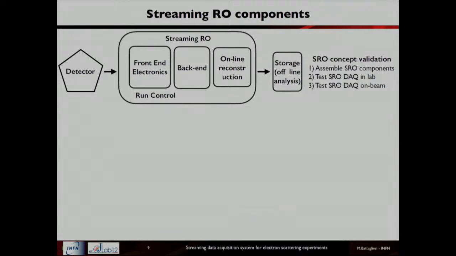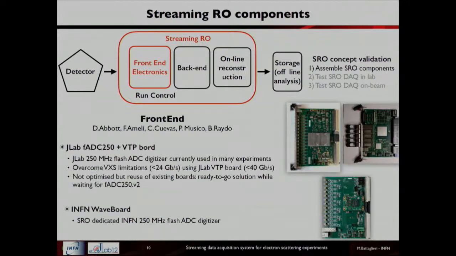So let me now go through the different components of a possible streaming readout scheme. You have mainly three things if you want to prove that your system is working. First of all, you have to assemble a streaming readout system. Second, you want to test it in a well-defined and clear environment, like a lab or in controlled conditions, and then obviously test it on beam, because this is where at the end of the day you want to use it. And here are the different components reported.